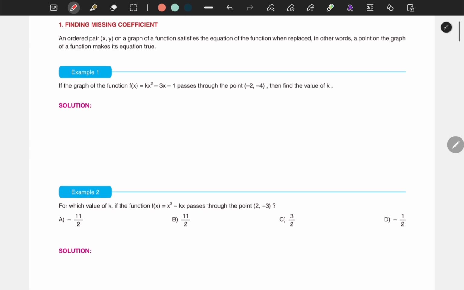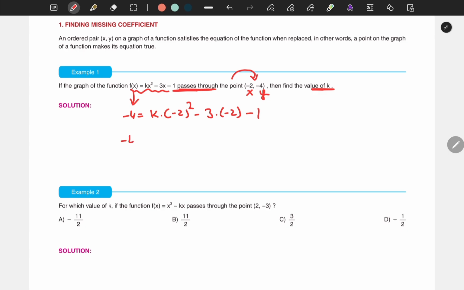All right, when you see this, finding the missing coefficient, guys, it means this. If this function passes through a point, if I say verifying or satisfying or passing through this point, it means that this is the x, this is the y, and this point must satisfy the function. If you look here, it says find the value of k. Let me find it. In place of y, I will replace negative 4 equal to k times, what's the x value? Negative 2 squared minus 3 times negative 2 minus 1.